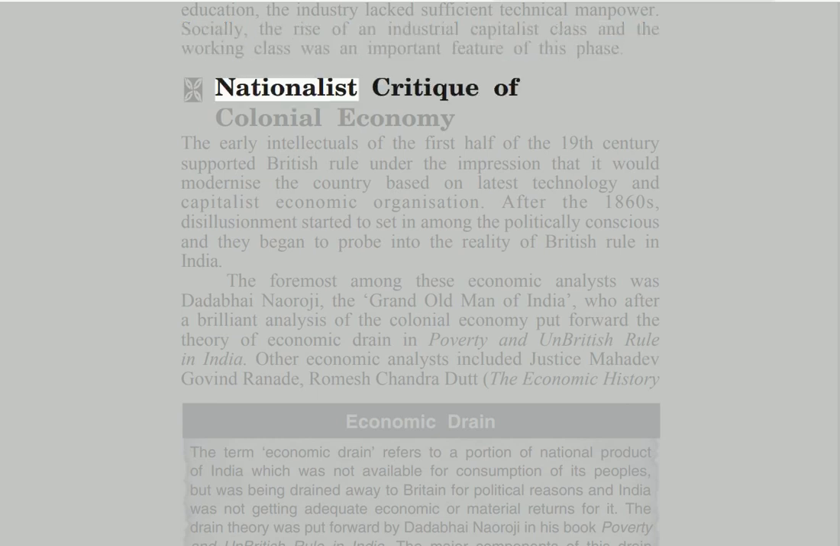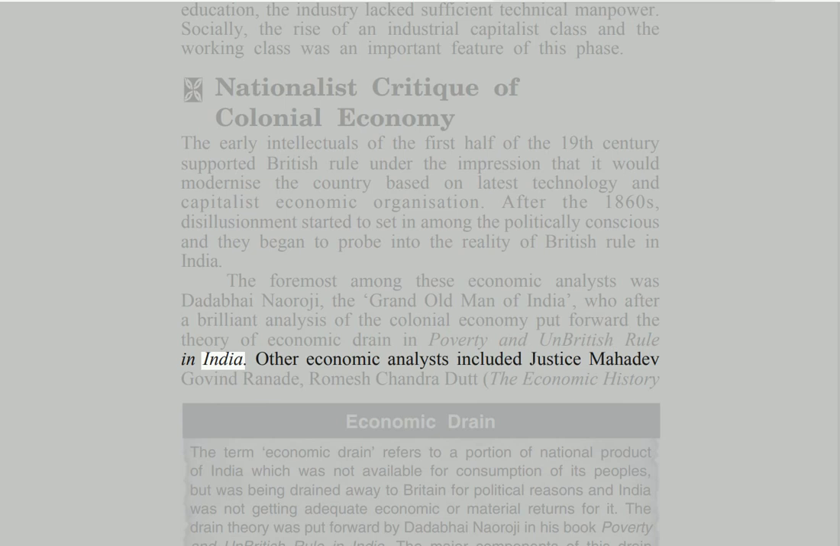Nationalist critique of colonial economy. The early intellectuals of the first half of the 19th century supported British rule under the impression that it would modernize the country based on latest technology and capitalist economic organization. After the 1860s disillusionment started to set in among the politically conscious and they began to probe into the reality of British rule in India. The foremost among these economic analysts was Dadabhai Naoroji, the Grand Old Man of India, who after a brilliant analysis of the colonial economy put forward the theory of economic drain in Poverty and Un-British Rule in India.